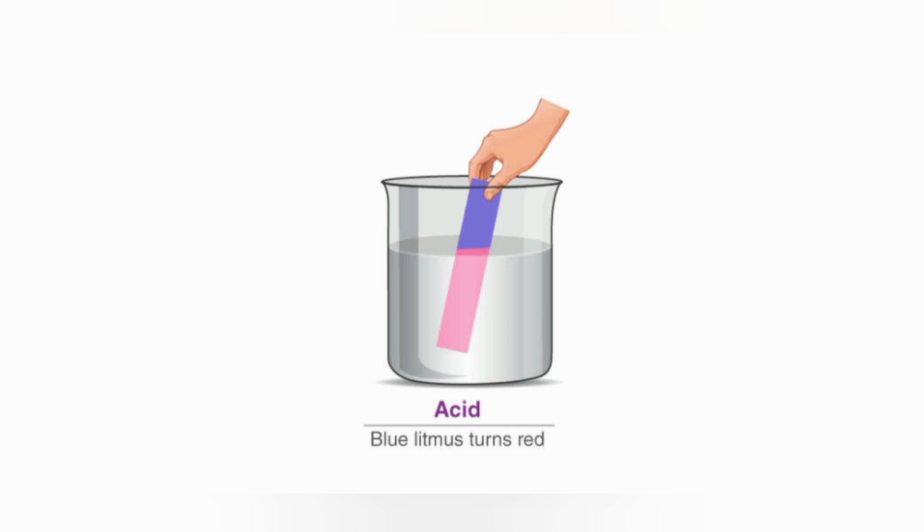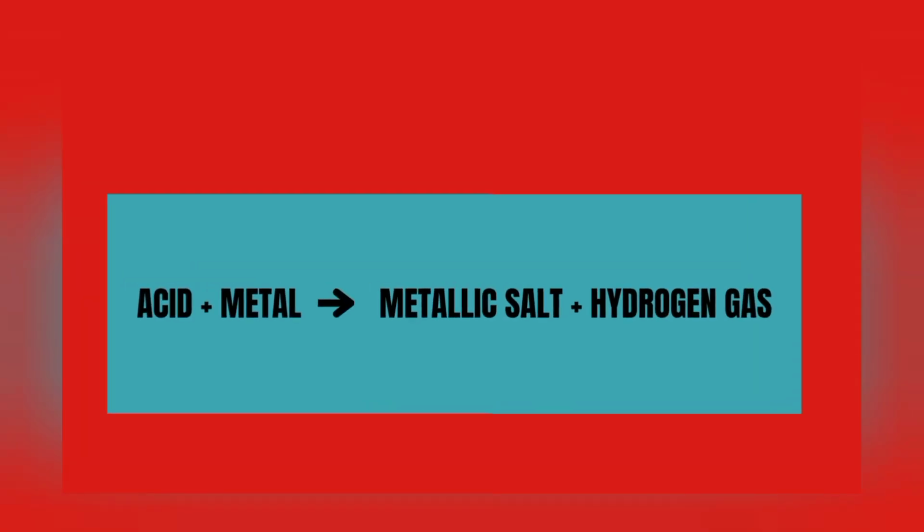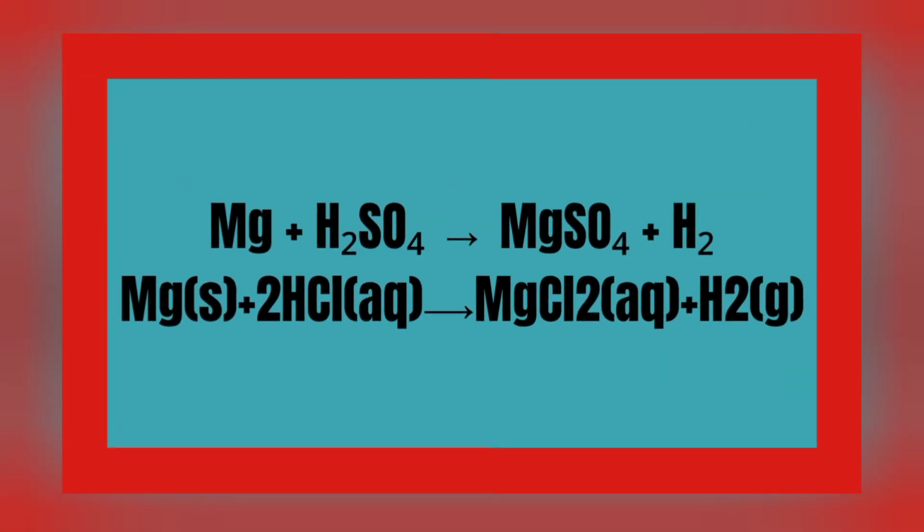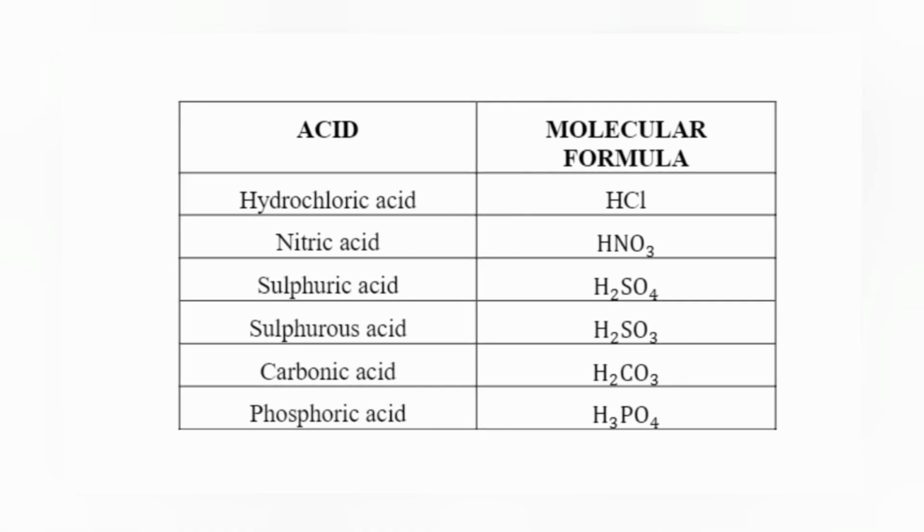This can be easily seen in the lab. And acids will react with metals to give a metallic salt and evolve hydrogen gas. Right on the screen, we see magnesium reacting with sulfuric acid and hydrochloric acid to give you magnesium salt and hydrogen gas. Some very common examples of acids are hydrochloric acid, sulfuric acid, nitric acid, carbonic acid, phosphoric acid. We also have organic acids.